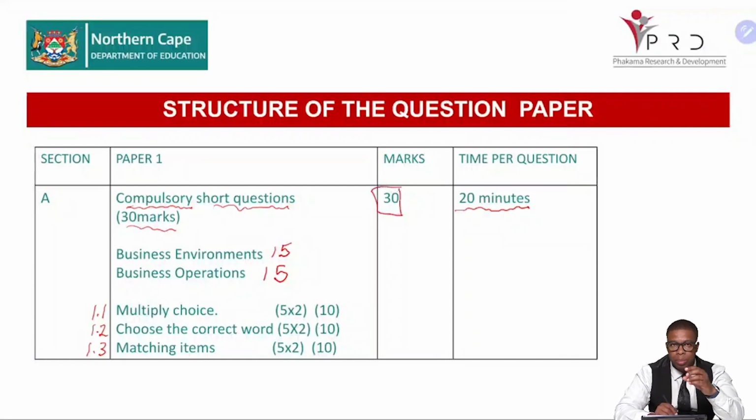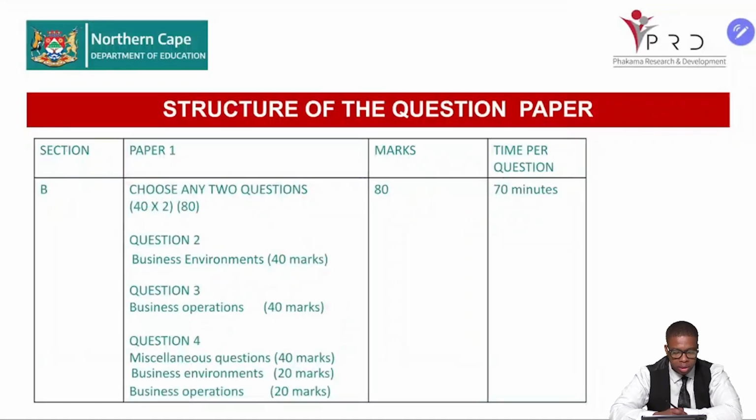Then the second part of the question paper is your section B. Section B has an instruction, grade 12s. It says to you, as you start your section B, choose any 2 questions. Meaning in section B, you have to answer 2 questions between question 2, question 3, and question 4.